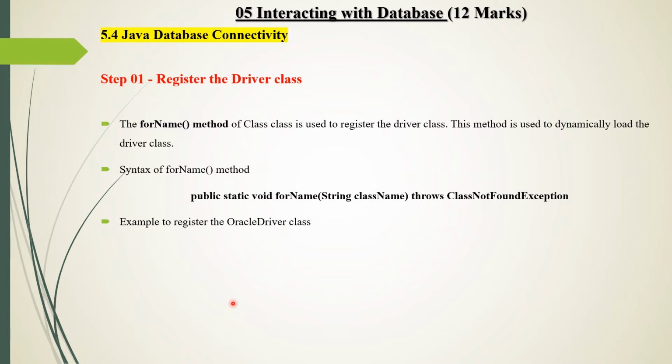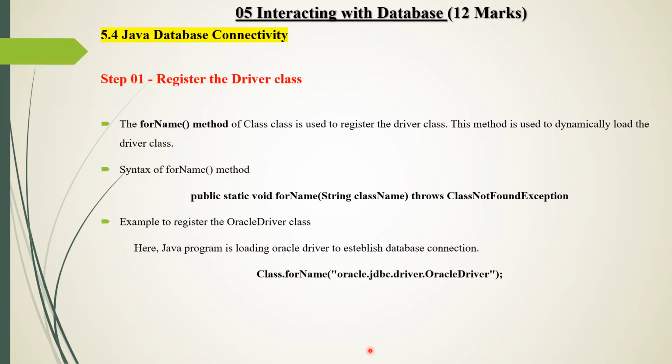Then next we see the example to register the Oracle driver class. In this example the Oracle driver class is registered. Here the Java program is loading the Oracle driver to establish the database connection. The code is like this: Class.forName, and in brackets we pass the string class name. For Oracle it is oracle.jdbc.driver.OracleDriver. So it is different for different databases. For Oracle it uses this class name.